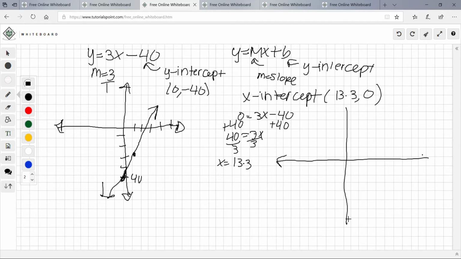So here's negative 4. This is just roughly negative 4. And then 1.3 should be right around here. This is not to scale, by the way. And we know it's positive, so it should look something like this. So yeah, that's how you graph a linear equation.